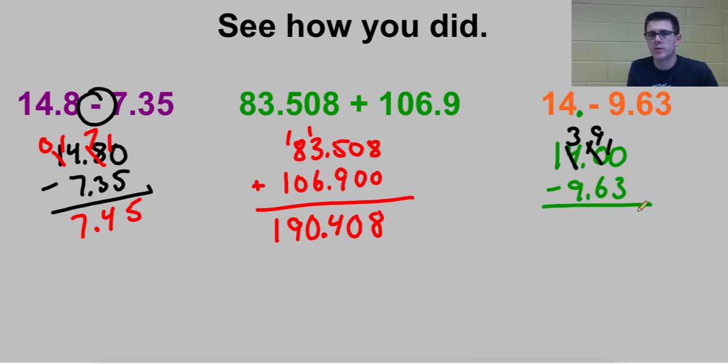And then I go ahead and I do my subtraction. 10 minus 3 is 7. 9 minus 6 is 3. Can't do 3 minus 9, so I do a little borrowing, and I get 13 minus 9, which is 4. I get an answer of 4.37. Hopefully you did well. If not, come see me for some help, and we'll keep practicing.